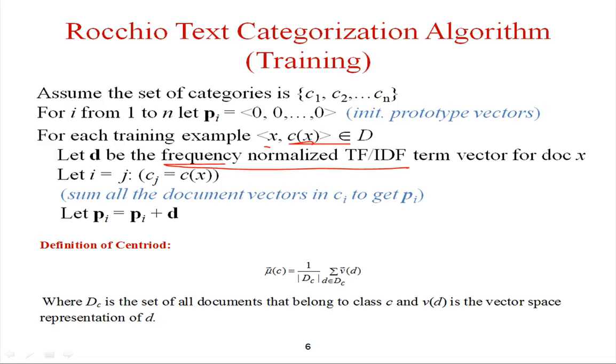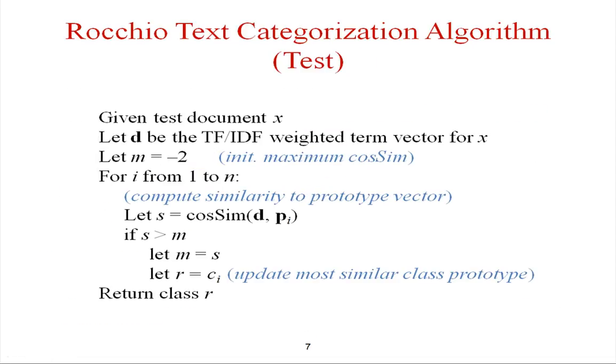Now let i is equal to j while cj is equal to cx. Now we will calculate the proximity vector sum, and then we use this to calculate the centroid, and we use this centroid related information in classification of the next document in the case of text classification.